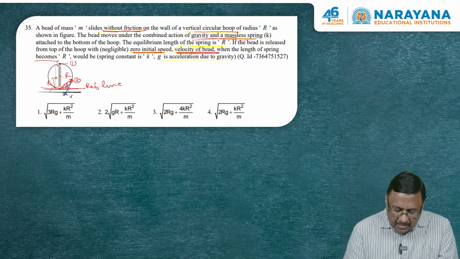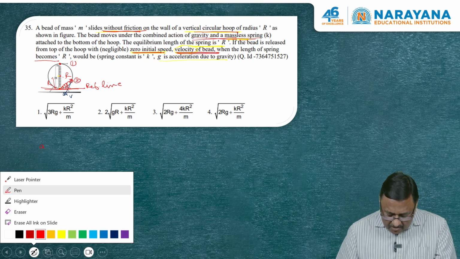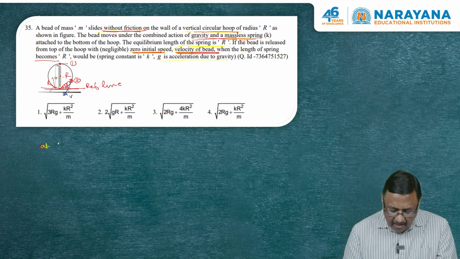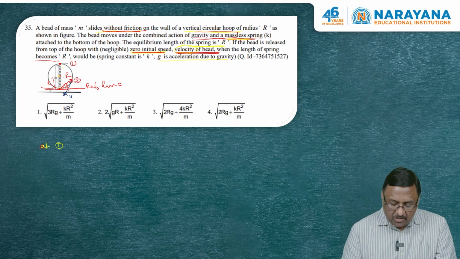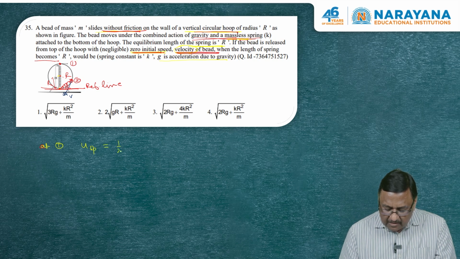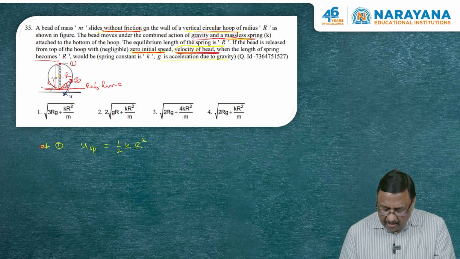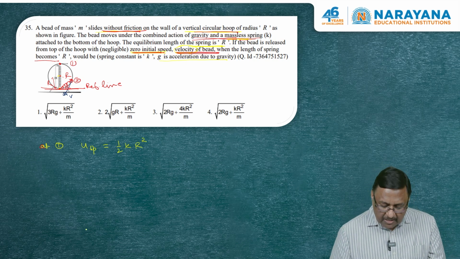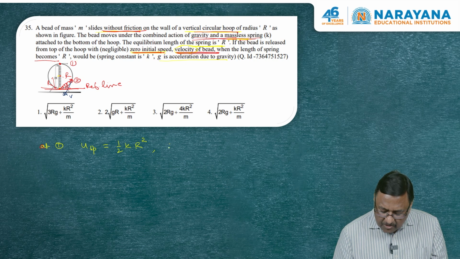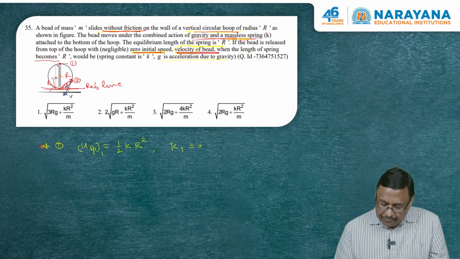Here mass is there. So at the highest point, position 1, the spring energy is there. U spring is half K, and we already said the elongation is r, so you can write half K into elongation squared as the spring potential energy. Kinetic energy in the question is said to be 0. So the kinetic energy at position number 1 is 0, and the potential energy at position number 1 is half K r square.